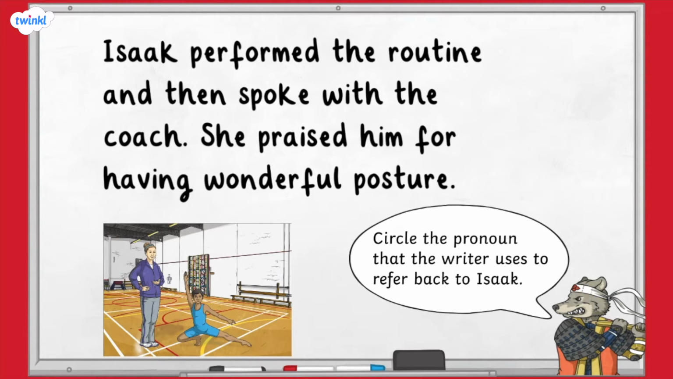For the final question, you are being asked to circle the pronoun that the writer has used to refer back to Isaac. Isaac performed the routine and then spoke with the coach. She praised him for having wonderful posture. Pause your video now and hit play when you have an answer.